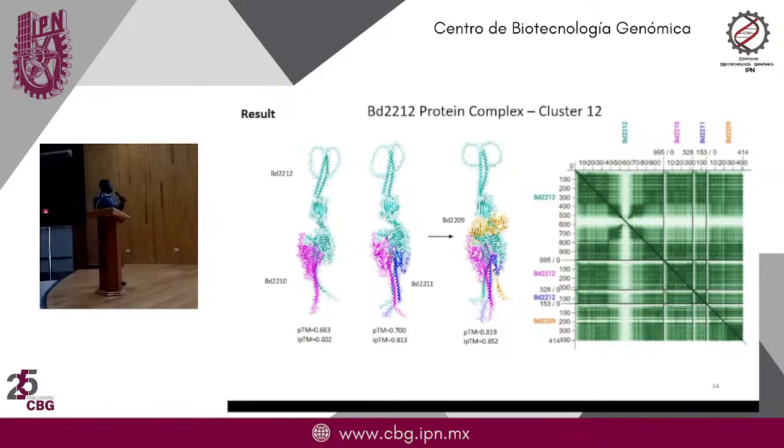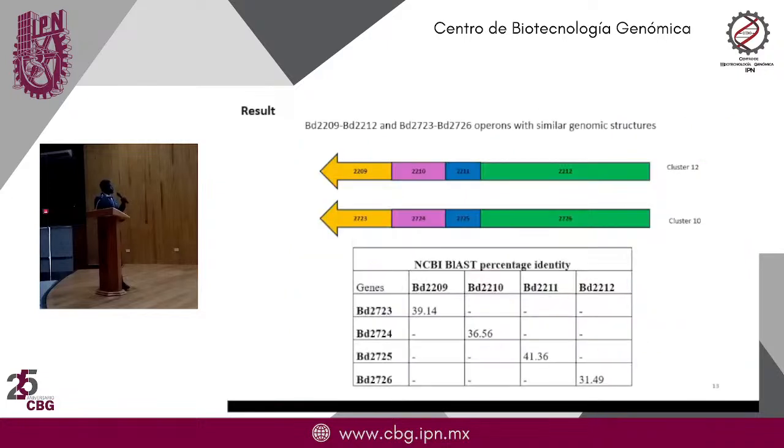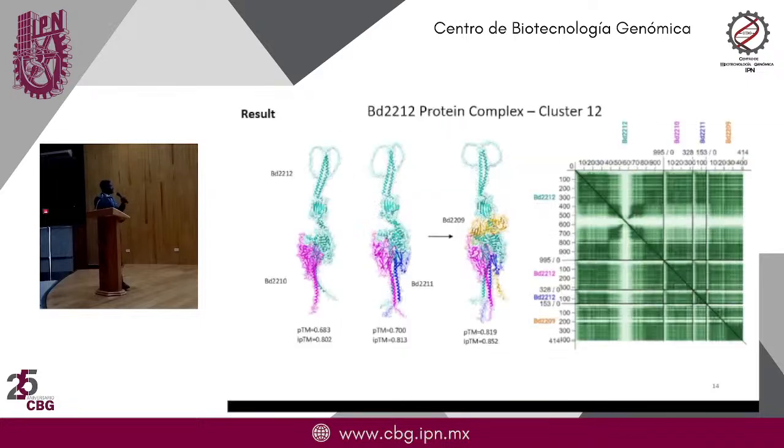So this was interesting because we added each of the other members of the operon to the largest protein in the bulk. For this operon, 2212 is the largest protein. We found that every other protein was able to interact with 2212 with a very high IPTM score, here 0.8, 0.813, and the final interaction for all the proteins coming together, 0.85.